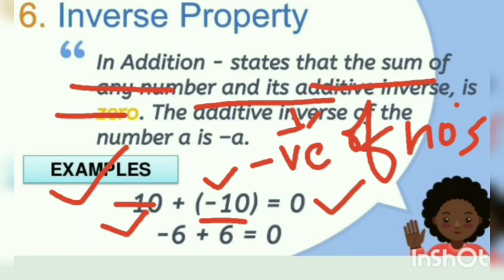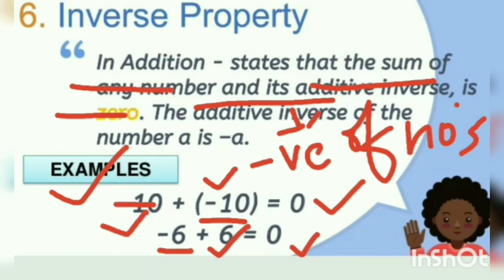Now see the second example. In the second example, minus 6 is the given number. So what is the negative of minus 6? We will have minus of minus 6, and minus minus is plus. So the additive inverse is 6. When you add the number and its additive inverse, we again get 0. So what we get to know is that the additive inverse is the negative of the number.